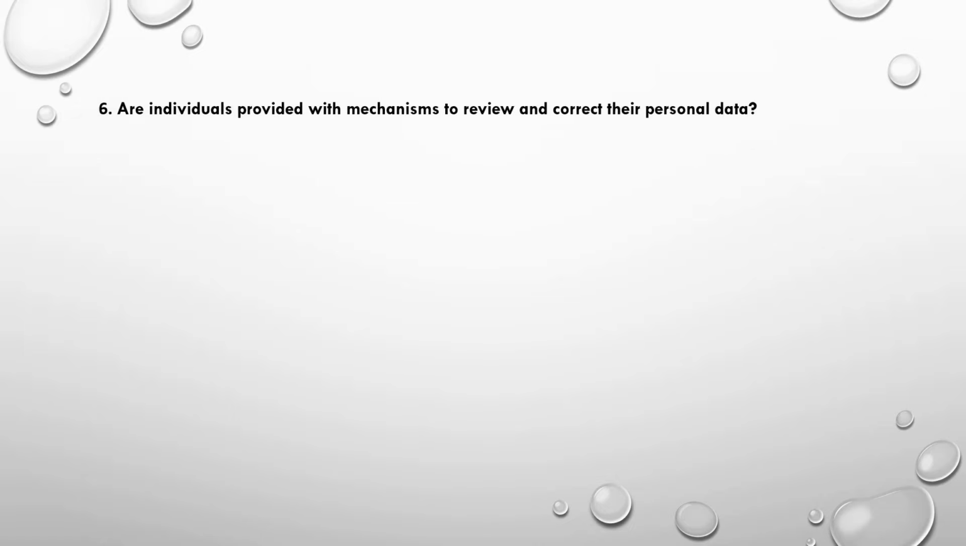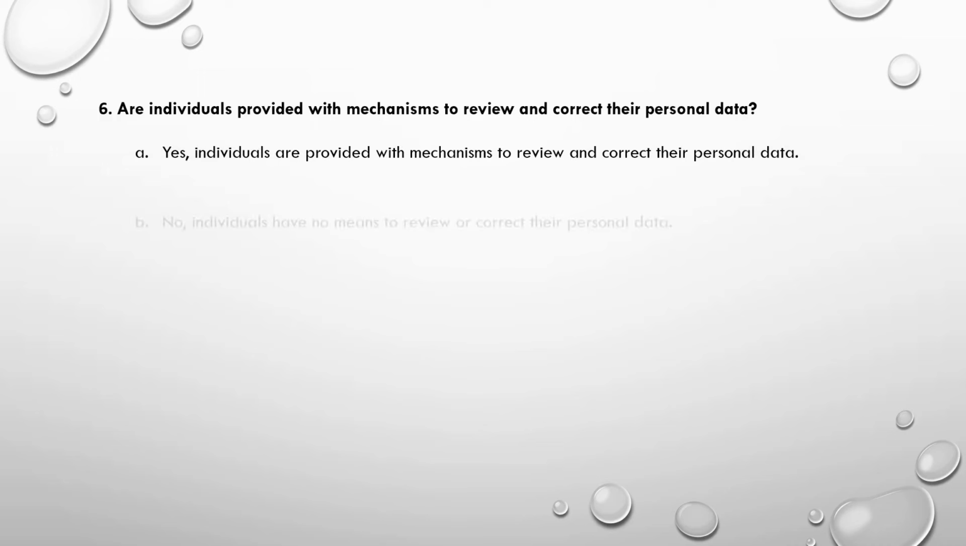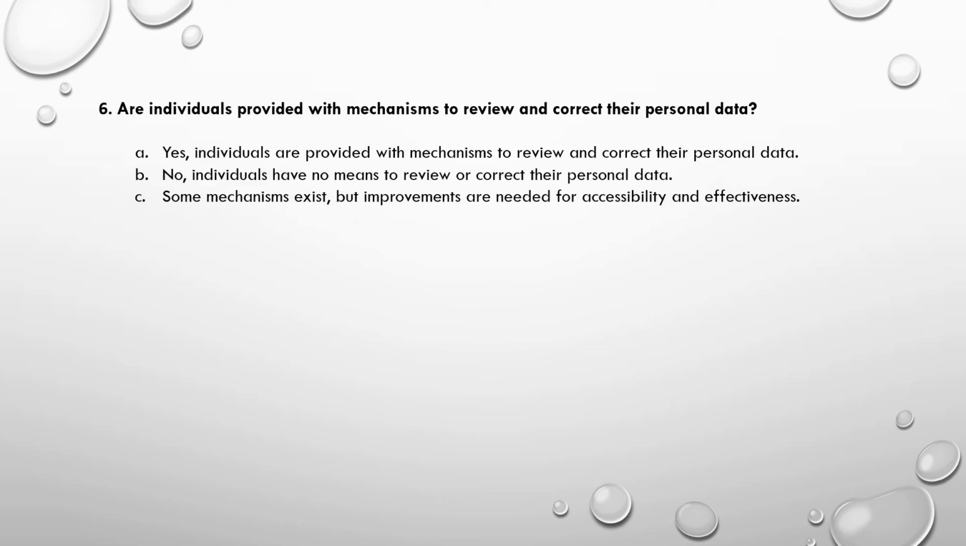Are individuals provided with mechanisms to review and correct their personal data? Let's see, the options are: Option A, yes, individuals are provided with mechanisms to review and correct their personal data. Option B, no, individuals have no means to review or correct their personal data. Option C, some mechanisms exist, but improvements are needed for accessibility and effectiveness. Option D, provision of mechanisms for reviewing and correcting personal data has not been assessed.